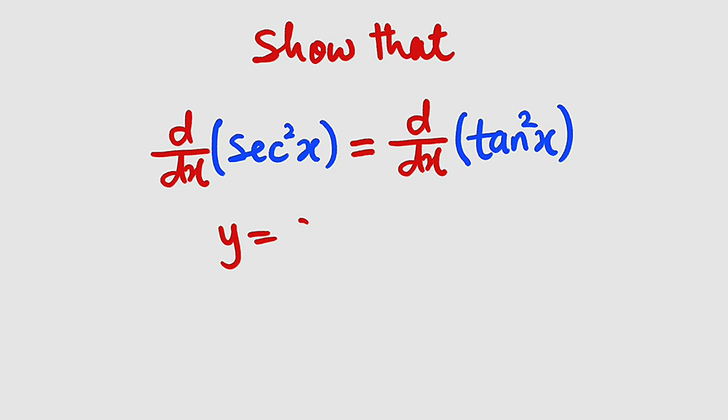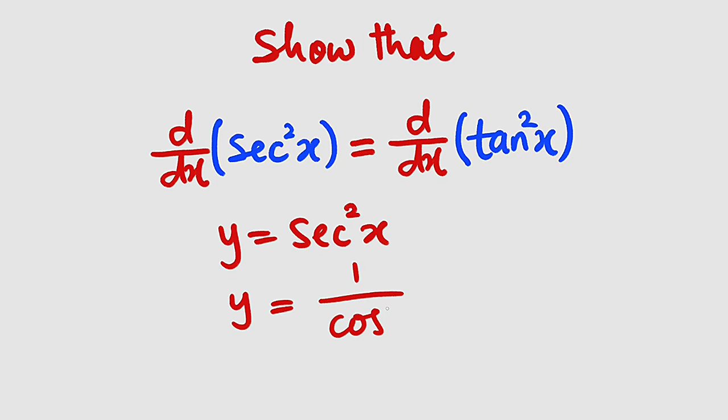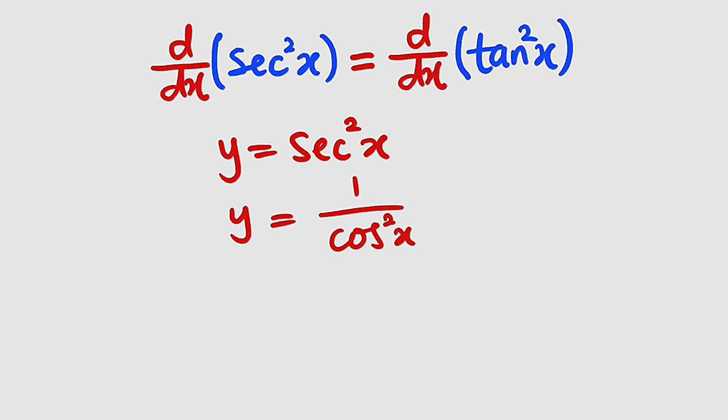If y is equal to secant squared x, y can now be written as 1 divided by cosine squared x, because secant is just the reciprocal of cosine, right? So to find the derivative of this, remember, if the top is u, the bottom is v.